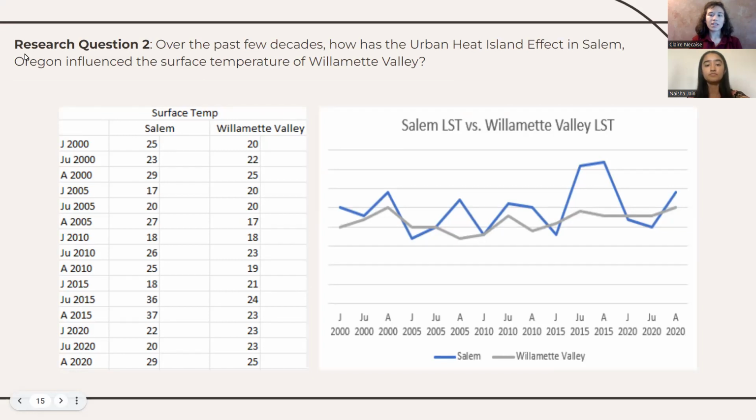From this, we can see that the LST of Salem has a much greater fluctuation of temperature than its surrounding Wilmette Valley. We can also see that while Salem's changes appear to be extreme, Wilmette Valley's remain steady, with a slight increase over the years. From the current theory of UHI, we would have assumed that this would not have been the case, and this data came from NOAA and the Landsat satellites.